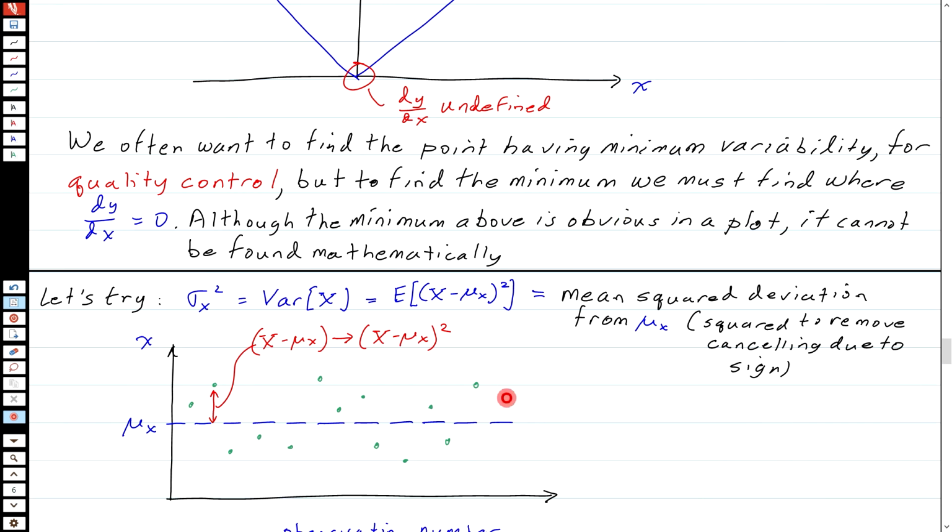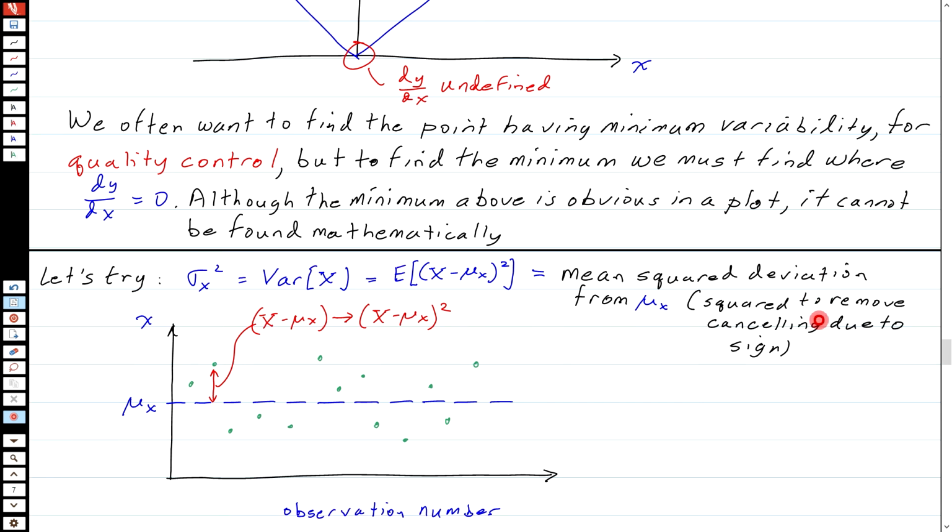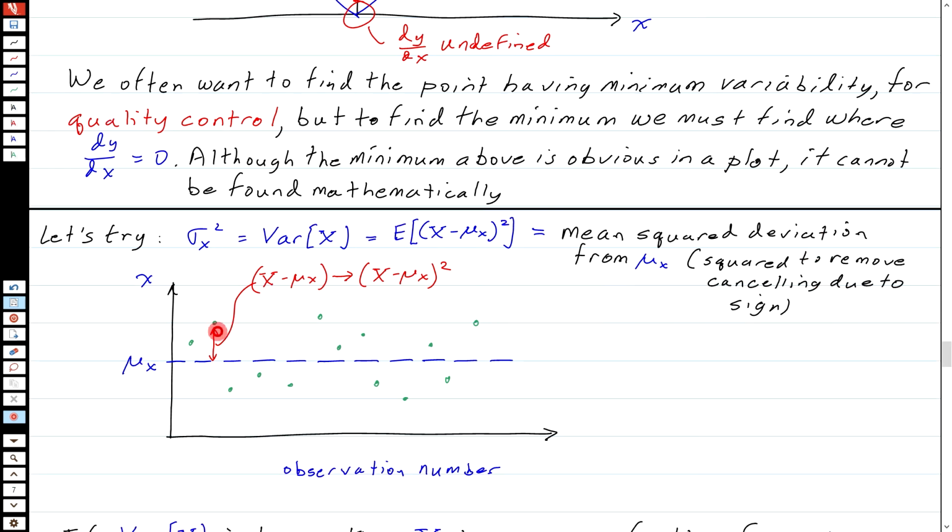What we generally use to get rid of the sign is to square the difference, x minus mu of x. So now we're going to define the variance of x, which we'll write as sigma x squared, as the expected value of x minus mu of x, quantity squared. So this is now the mean squared deviation from mu of x, and as I mentioned, we square to remove canceling due to the sign. So our differences now, x minus mu of x, we squared, and that gets rid of the sign. So this would be the same sign as this one here.